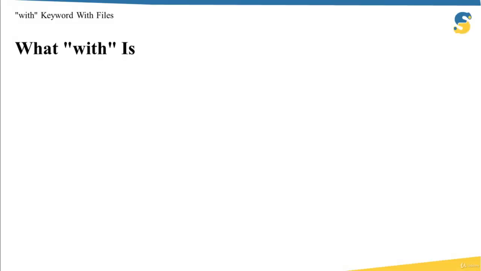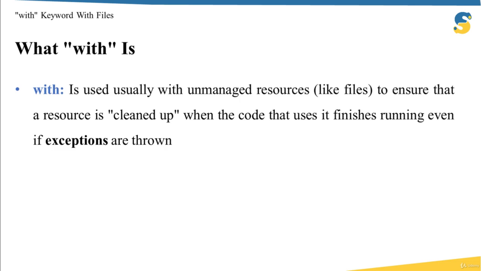Firstly, let's understand what with is. With is a Python instruction that's used usually with unmanaged resources like files. The main purpose of this instruction is to ensure that a resource is cleaned up when the code that uses it finishes running, even if exceptions are thrown.